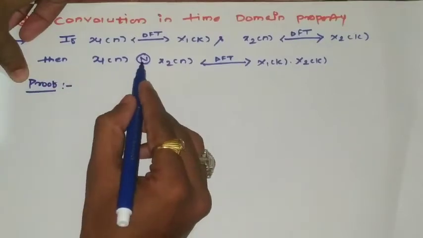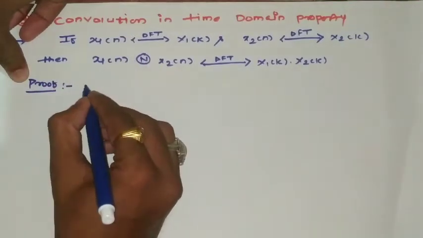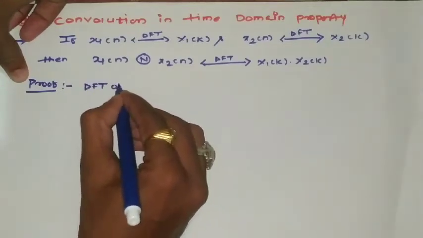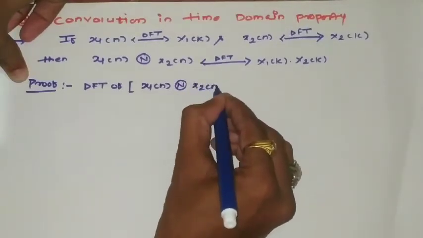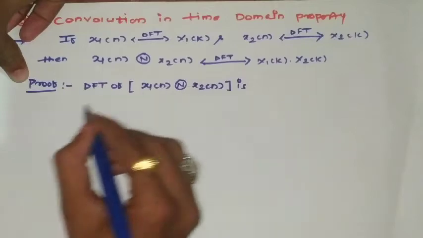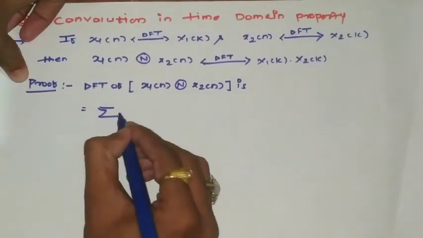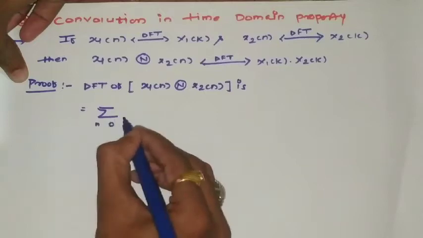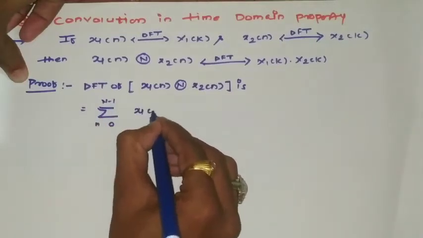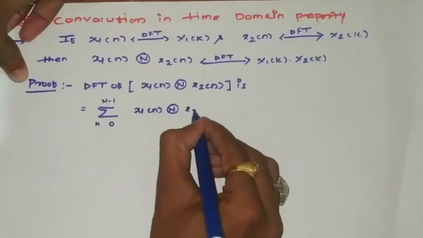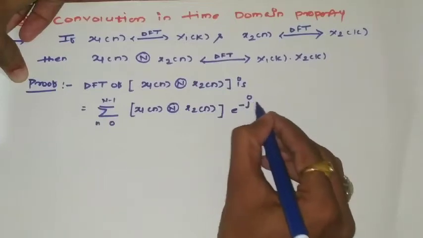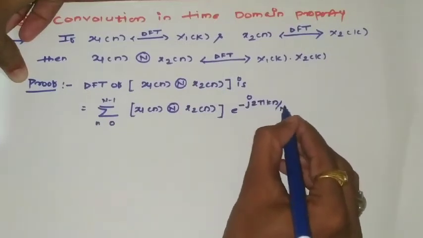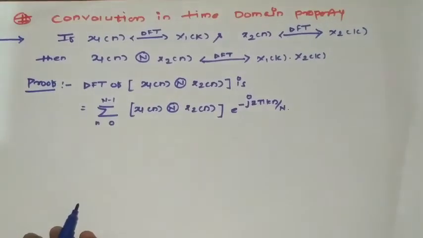Now we have to find the Fourier transform of this sequence, so you can write DFT of x1 of n convolved with x2 of n, which is equal to summation n equals 0 to N minus 1 of x1 of n convolved with x2 of n, multiplied with the exponential term e raised to minus j 2 pi kn by N. This will be our first step, that is writing the formula for DFT.